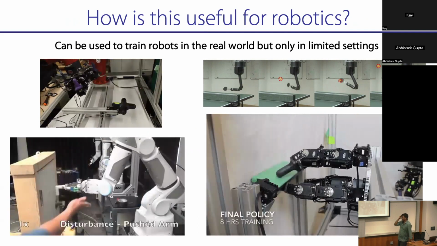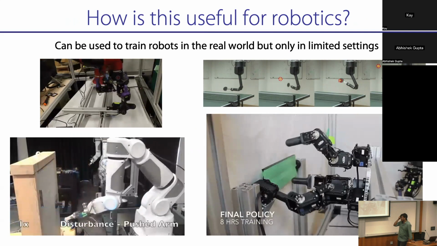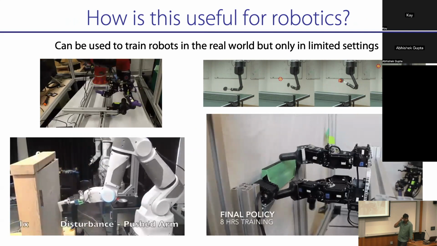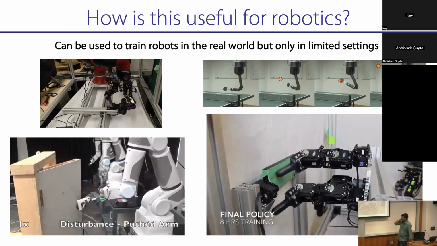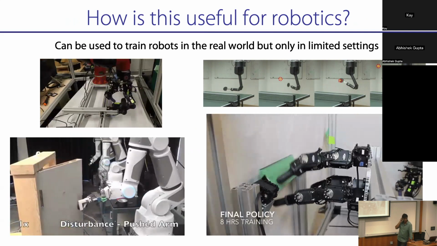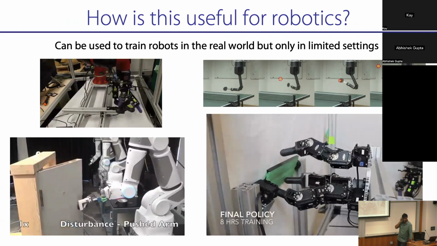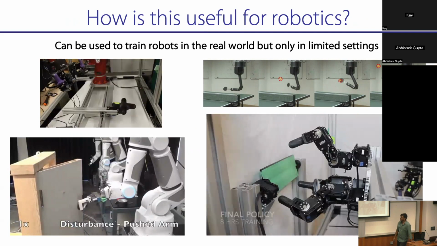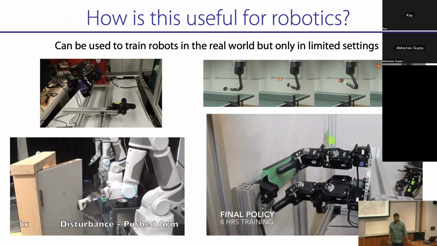But it takes like 10 hours to do a really simple task. And if you increase the workspace, it doesn't work. If you don't have dense reward, it doesn't work. So it's not super practical to train these things in the real world. So if you were to train robots in the real world, I wouldn't recommend policy gradient.